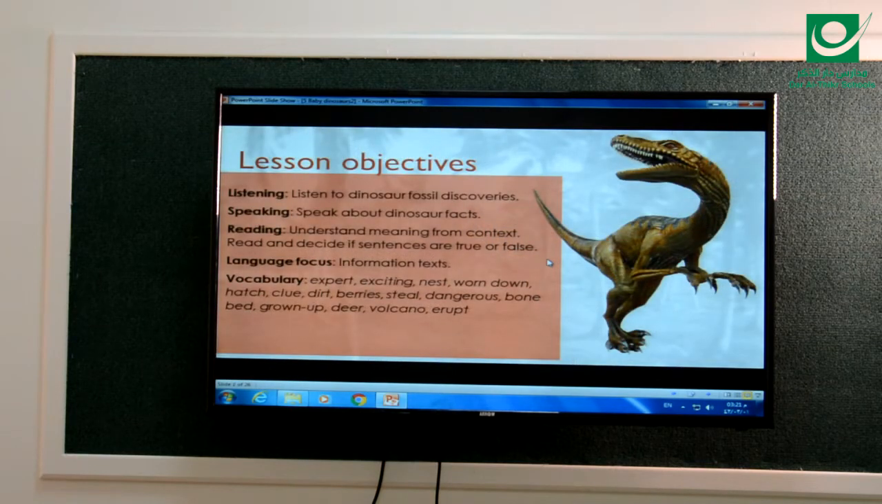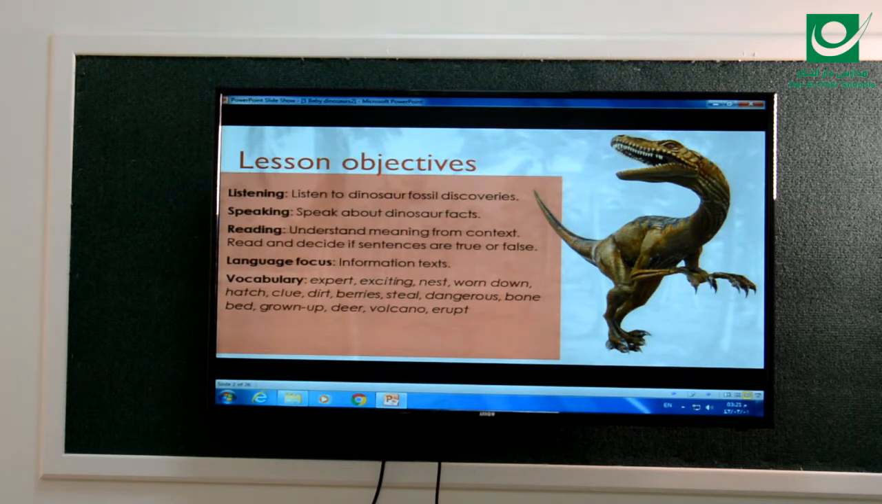Okay, the lesson objectives. We start as usual with the lesson objectives. As for listening, you will listen to dinosaur fossil discoveries. As for speaking, you will speak about dinosaur facts. As for reading, you will understand meaning from context. Read and decide if sentences are true or false.